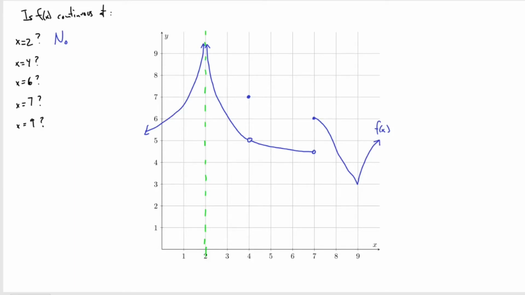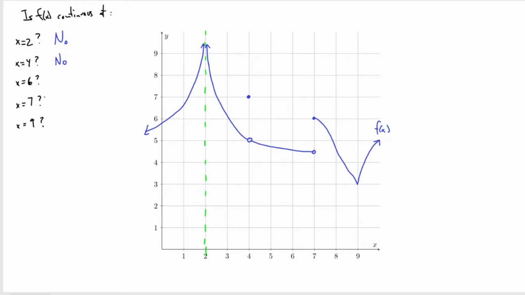What about at x equals 4? Here, the limit does exist. The limit as x approaches 4 from the left is 5. The limit as x approaches 4 from the right is also 5. And so the two-sided limit is equal to 5. The function is certainly defined at 4. F of 4 is 7. But the limit as x approaches 4 is not equal to f of 4 because 5 is not equal to 7. And so this function is not continuous at x equals 4 either.